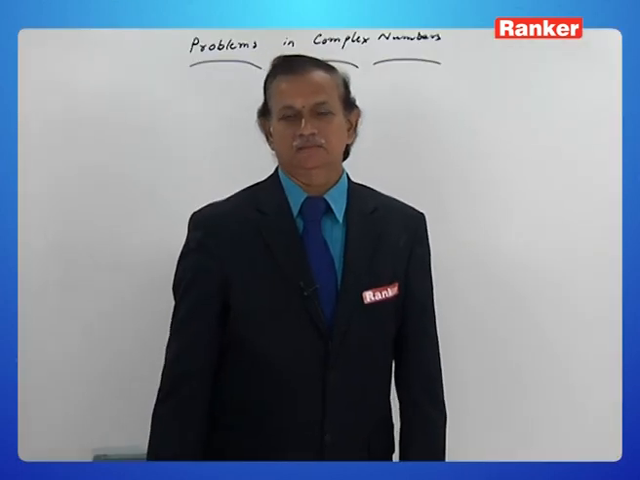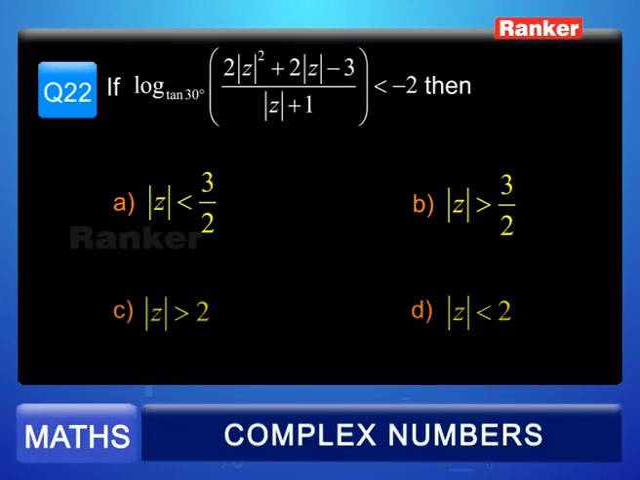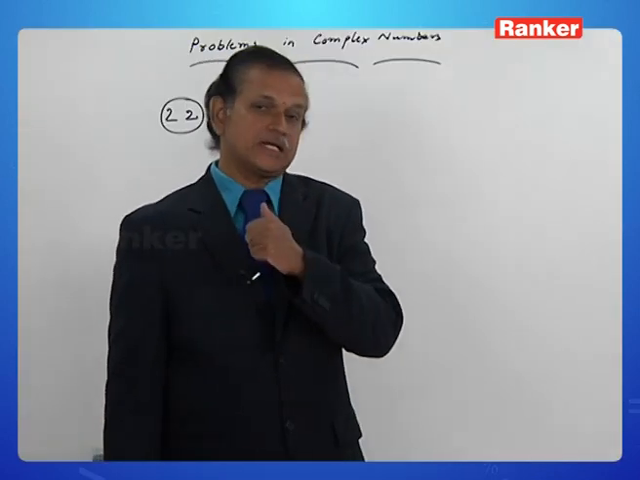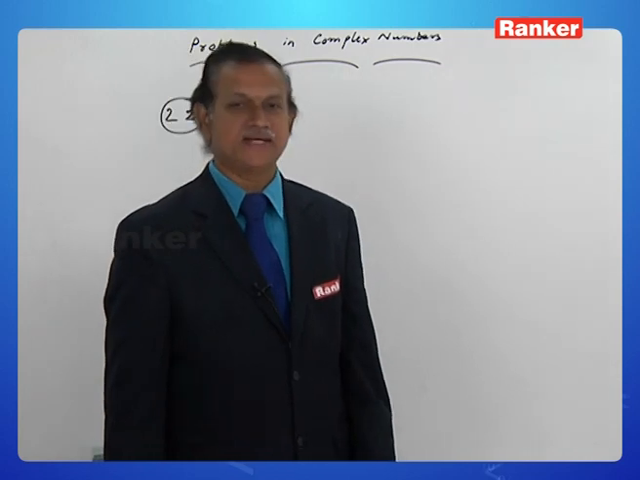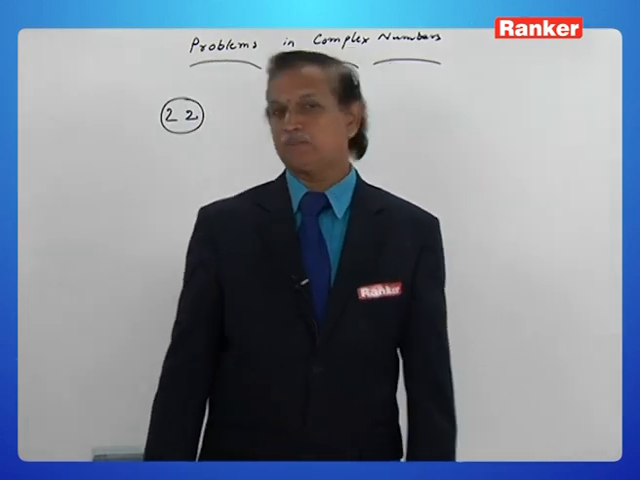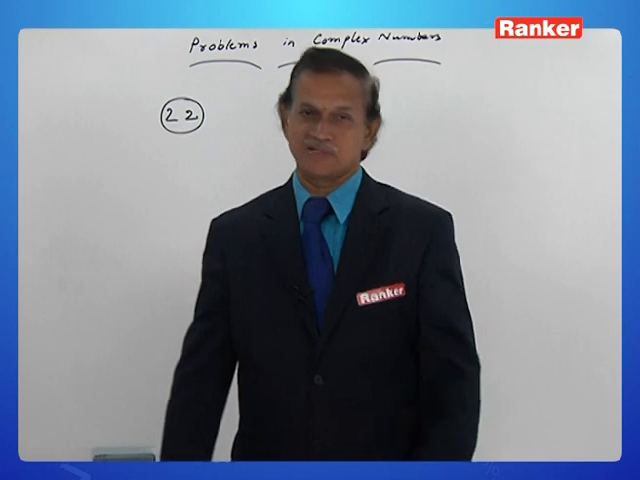Let us now see the next question, that is question number 22. Log to the base tan 30 degrees of (2 mod z square plus 2 mod z minus 3) by (mod z plus 1) is less than minus 2, he has given. With that constraint, what must be satisfied, he is asking us.